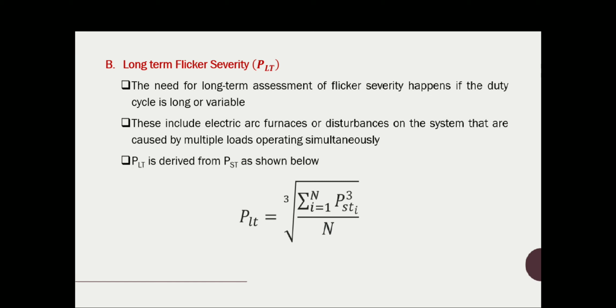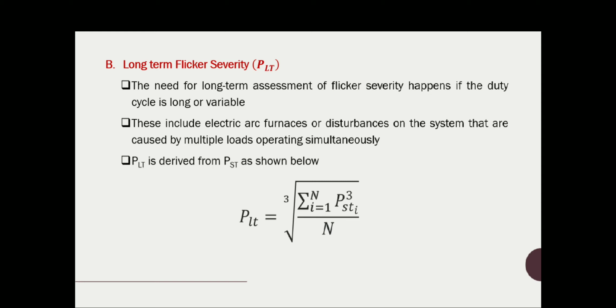Then the next one is the long term flicker severity. The need for long term assessment of flicker severity arises if the duty cycle is long or variable. This includes electric arc furnaces or disturbances on the system that are caused by multiple loads operating simultaneously.